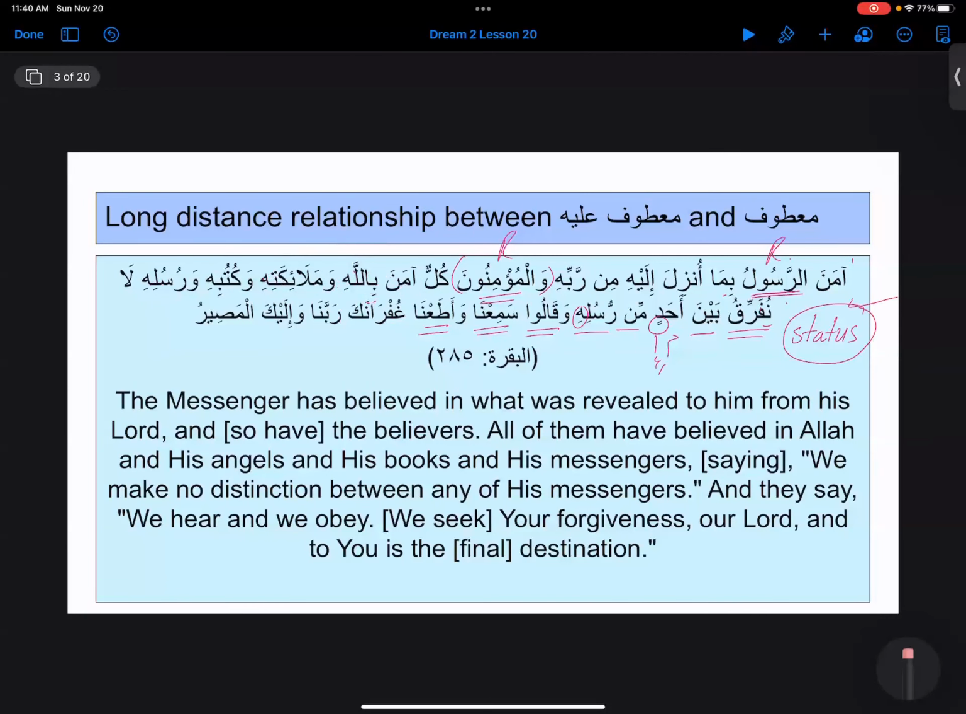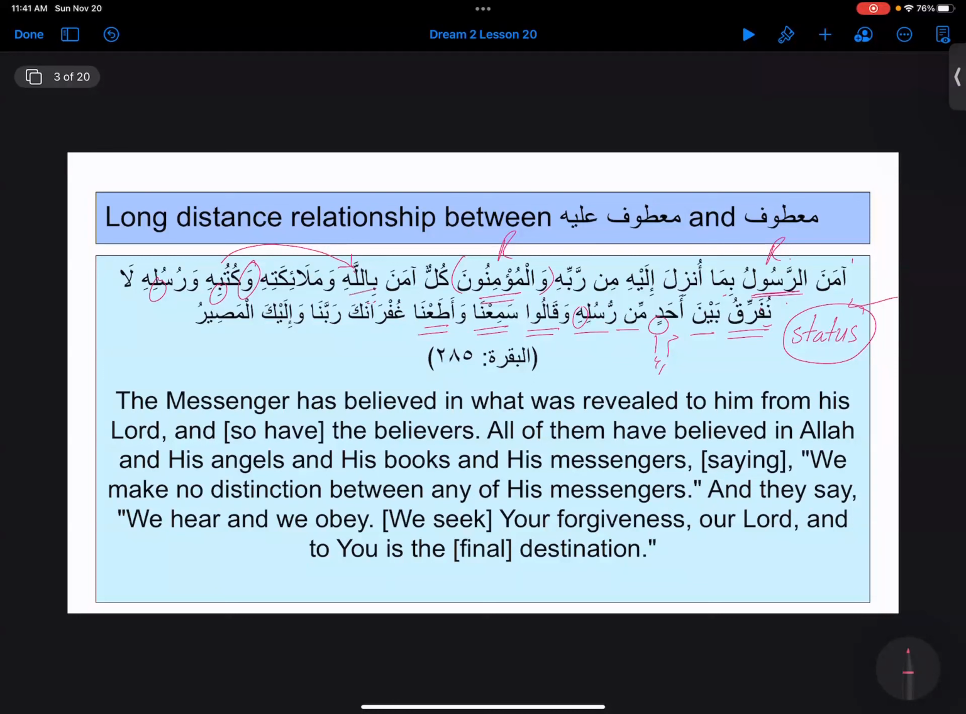Even wakutubihi, right? Why kutubi? There is no harfu jar. Why is this kutubi jar in status? Because this is ma'tuf to the word Allah. And the same with warusulihi also. Warusulihi, right? So they are all examples.